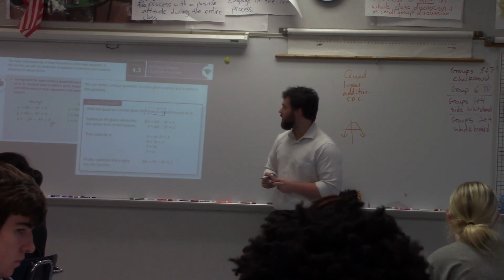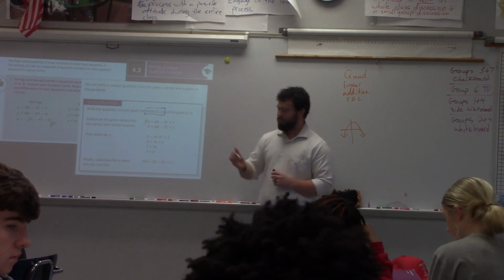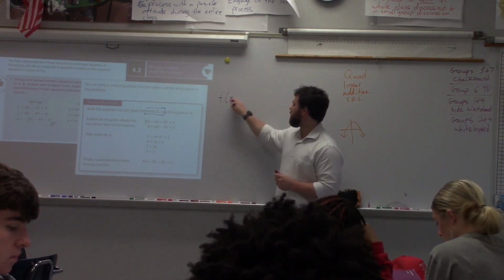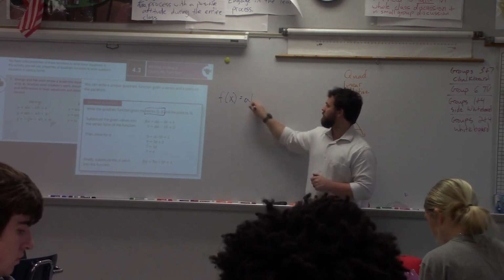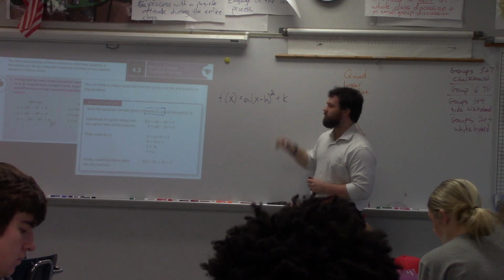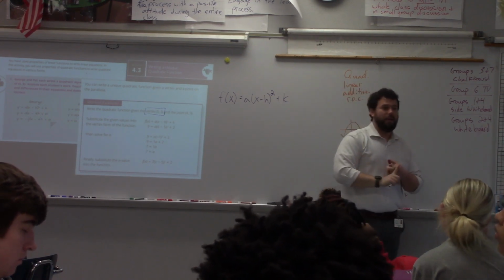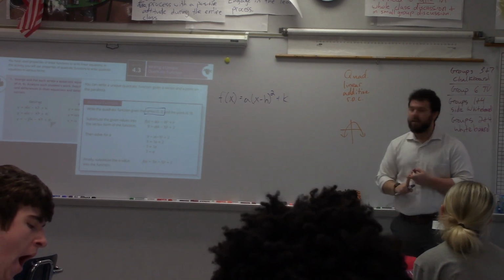So Hayden, what is the vertex form equation? F of x. There's my vertex form. And that's going to tell me what I need to find, right? Jayla, what 3 things do I need to find in order to write that equation?